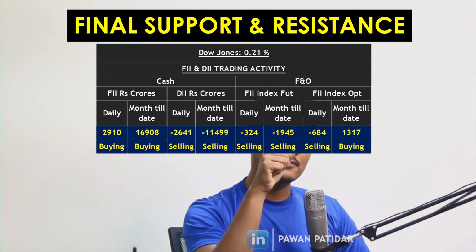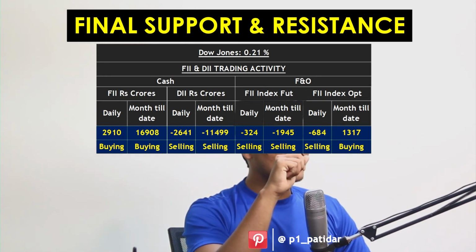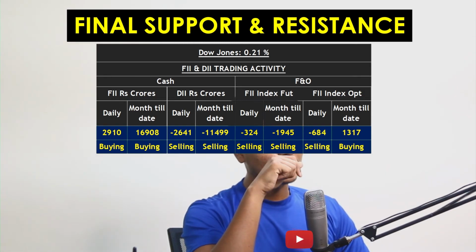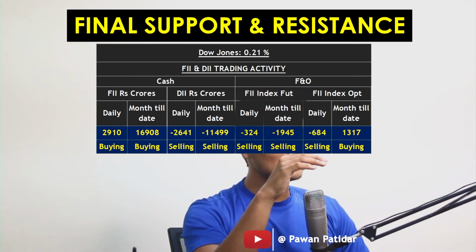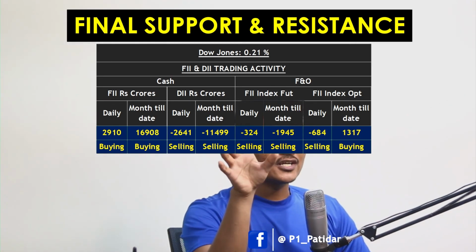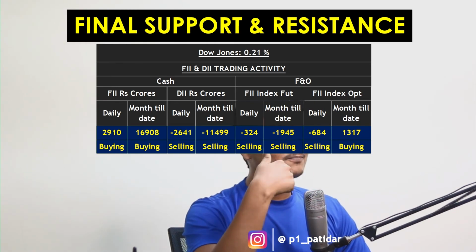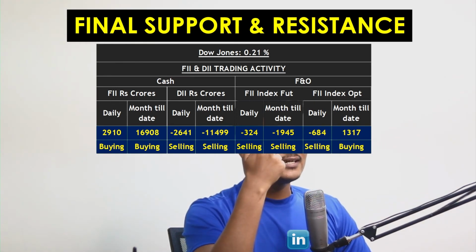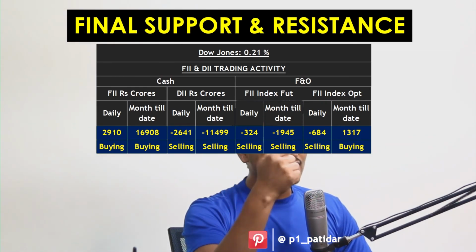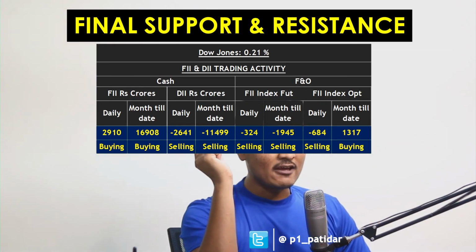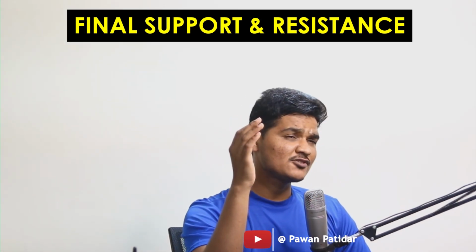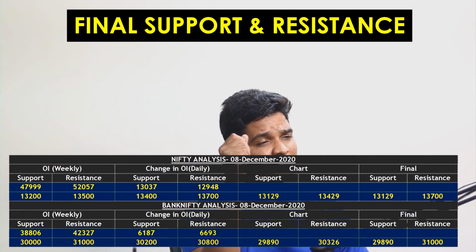If you see the cash segment, the equity segment, then FIIs bought daily and month till date also they were buying. In the last month also they were buying. And if you see the DIIs, they are continuously selling, and month till date also they were selling. If you see the F&O, the future and option market, in futures FIIs are selling, and month till date in options FIIs are buying. So maybe it might take a U-turn and Nifty might go down based on this FII DII analysis and change in open interest analysis as well. Now let's move to the next and find out our final support and resistance.